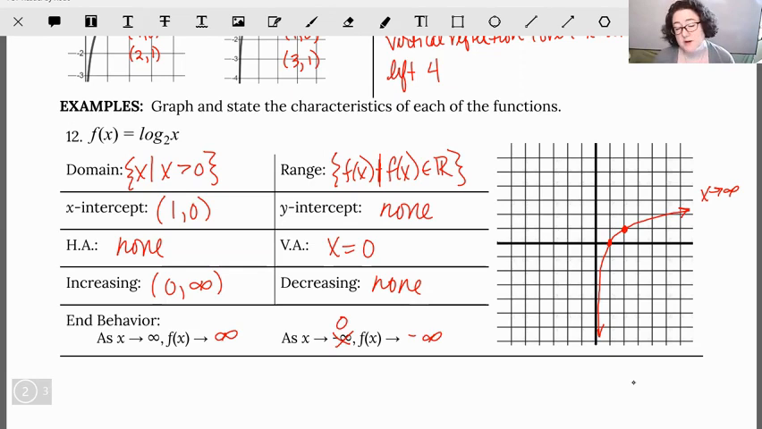Alrighty, so big comparison with exponential functions. With exponential functions, we had the same kind of thing. A lot of times we'd have one intercept, but not the other. We'd always have either increasing or decreasing, but not both. With our end behavior, again, we have that tweak, we have something approaching a different value. With exponential functions, it was always as x approached negative infinity, f of x approached our asymptote. Well, we don't have an asymptote in the horizontal, we have an asymptote in the vertical, so that tweaks how we have to account for our end behavior. Okay, let's look at another graph.